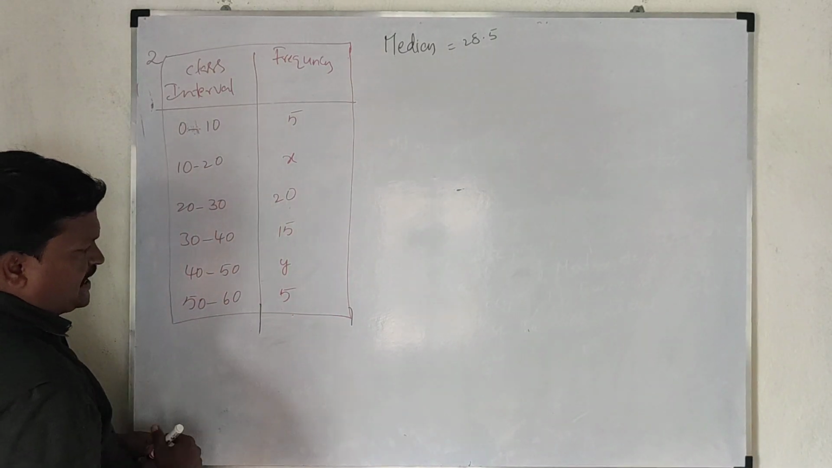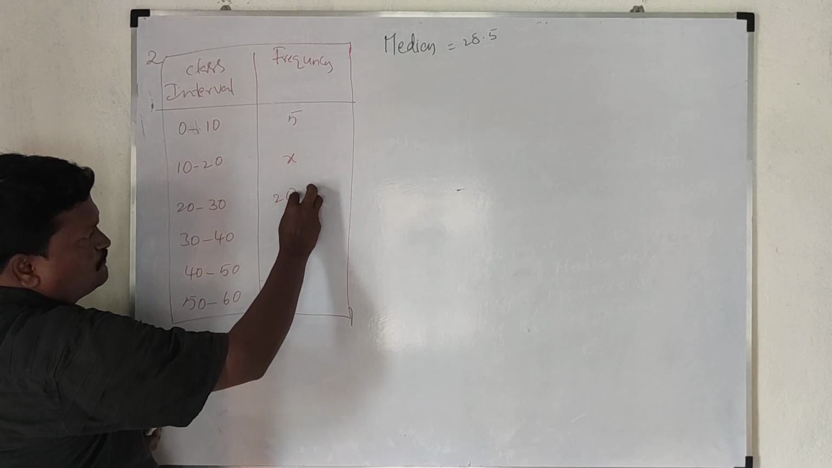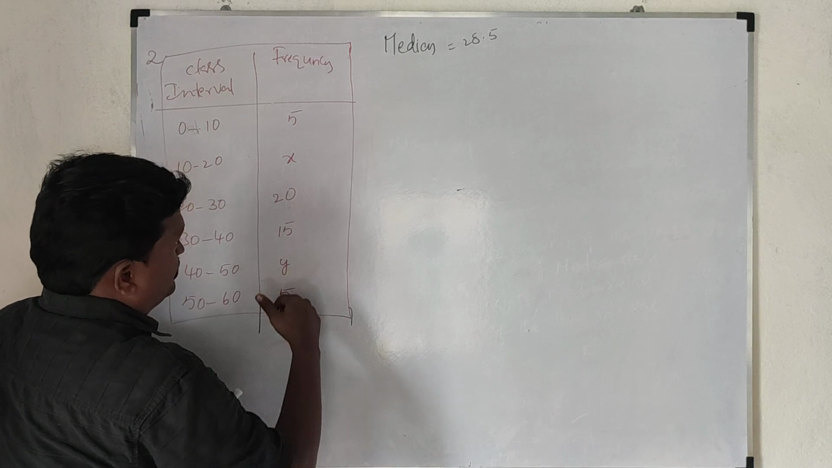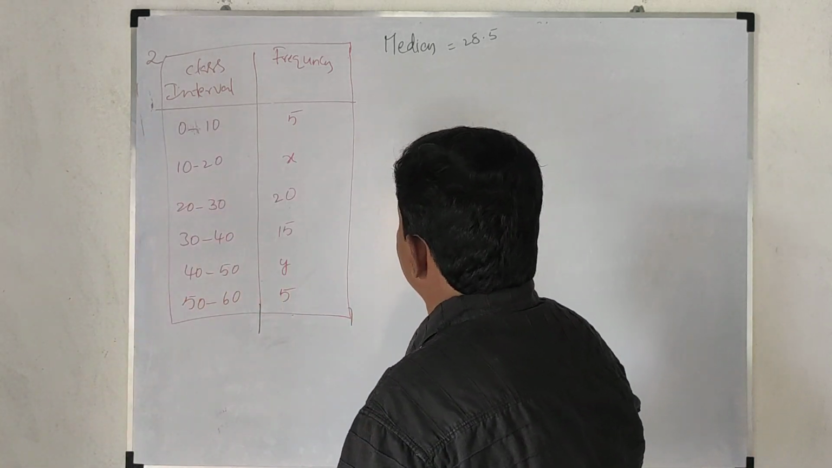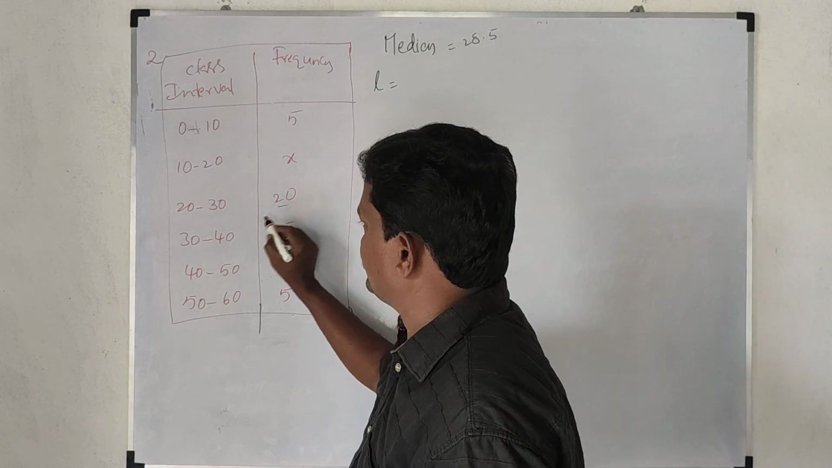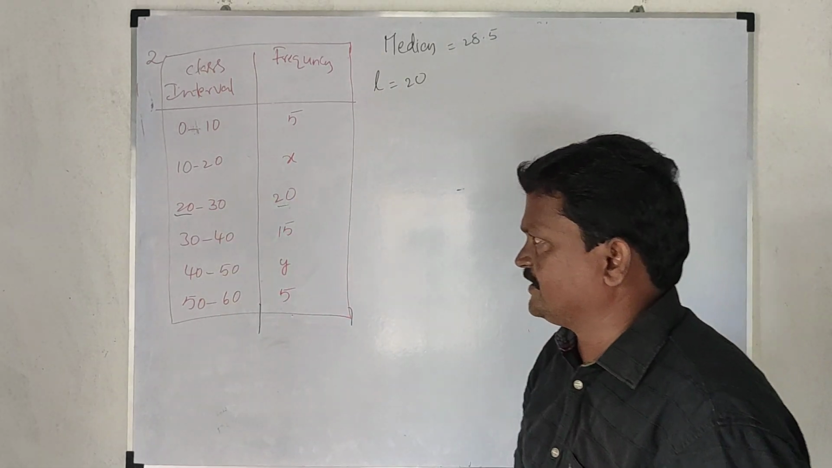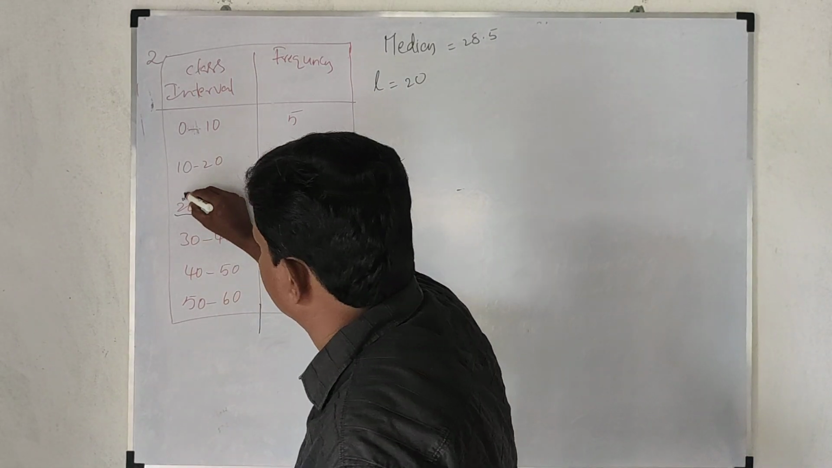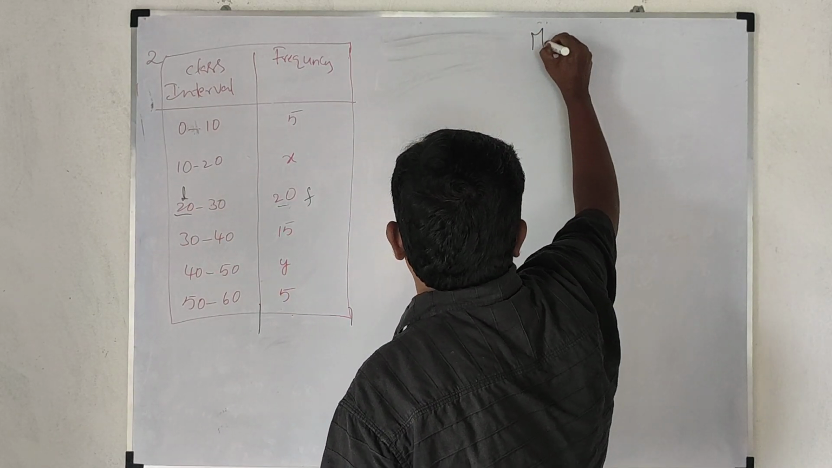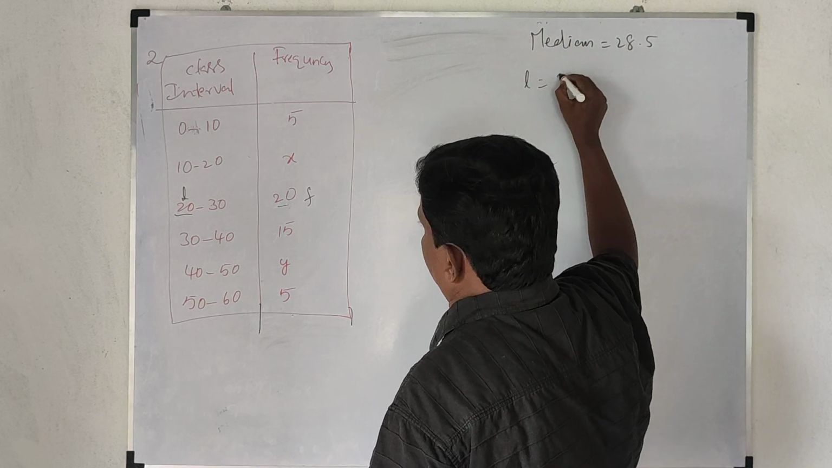First add all of this. Take the formula, first L. What is the L here? The highest frequency is 20, so this 20 becomes L. The 20 to 30 class is the median class, so 20 is the L value. Then comes F. We need to take the median, which is equal to 28.5. So L is equal to 20.